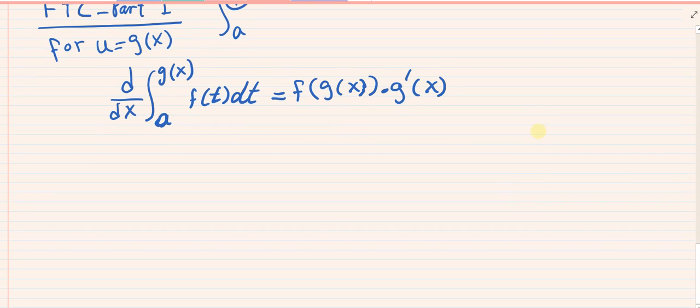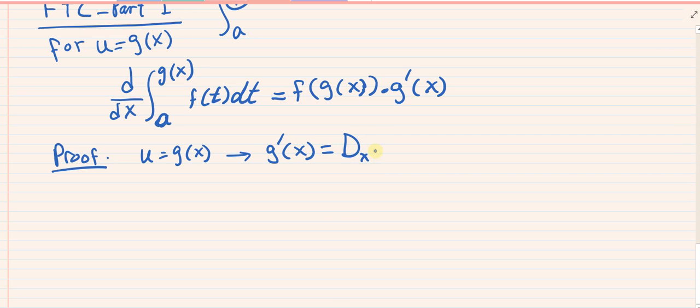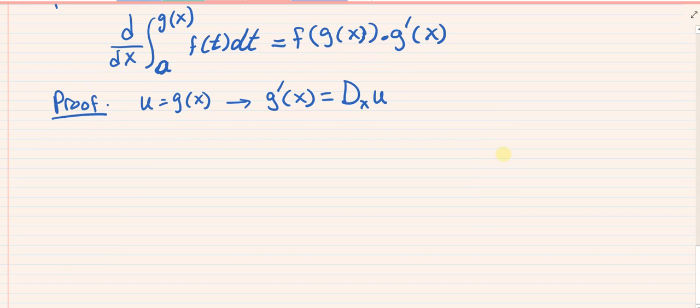Okay, and we can actually prove this one too. Here's the proof. So remember, u is g of x in this case, which means g prime of x is the derivative of u. Therefore, if I want to find the definite integral as a function of u this time, by fundamental theorem part 1, that's the integral from a to u of f(t) dt, right? That's part 1 of the fundamental theorem.